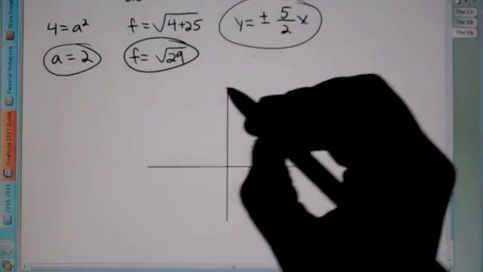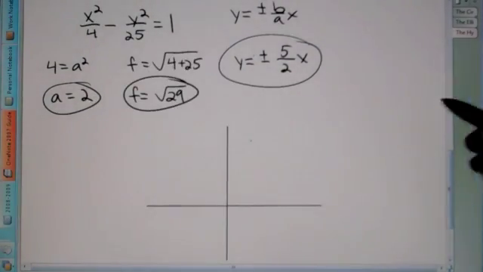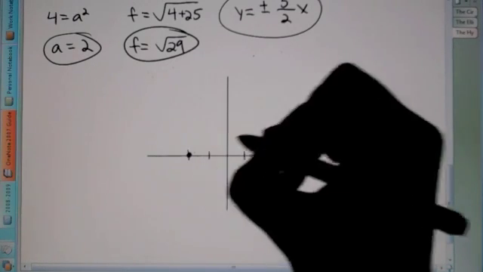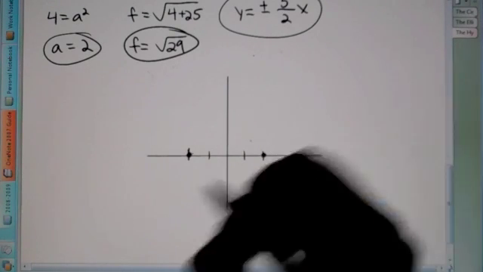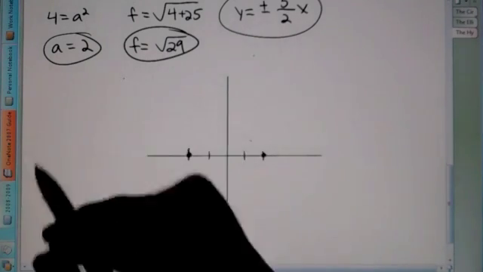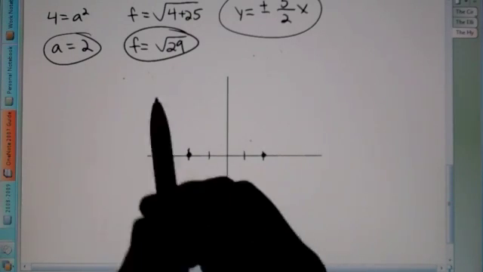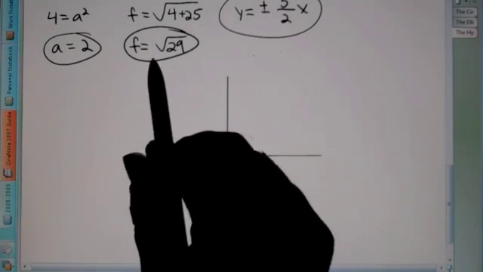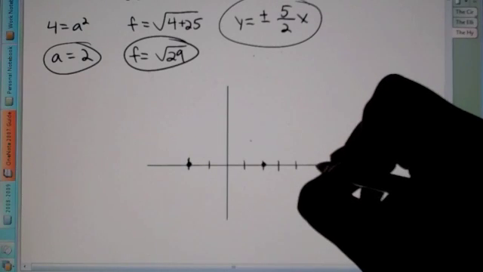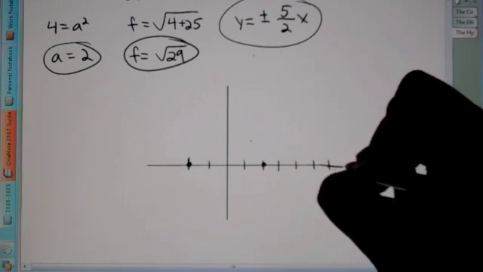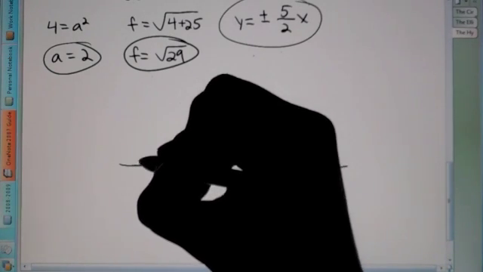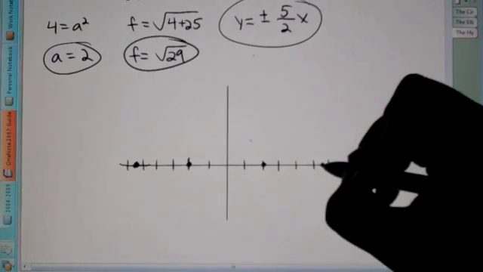Alright. So a is 2, but notice a is underneath the x, therefore we're going to go over 2, 1, 2, 1, 2. We're going to graph those. Plot those points. Now, the focus will always be on the semi-major axis. It always matches up with a. That's the one thing about the ellipse and the hyperbola that is the same, that the focus will always match up with a. Well, f, the square root of 29, is between 5 and 6. I don't have a calculator on me right now, so I don't know what it quite rounds to, but I know it's between 5 and 6.